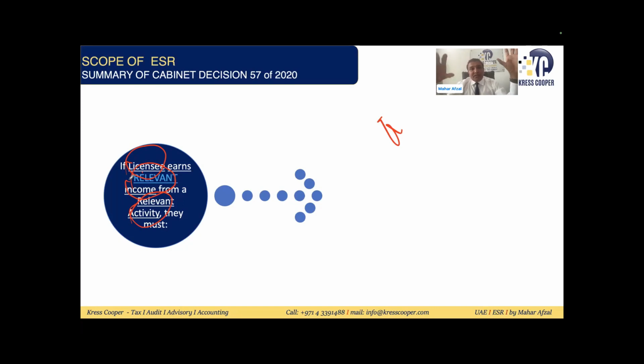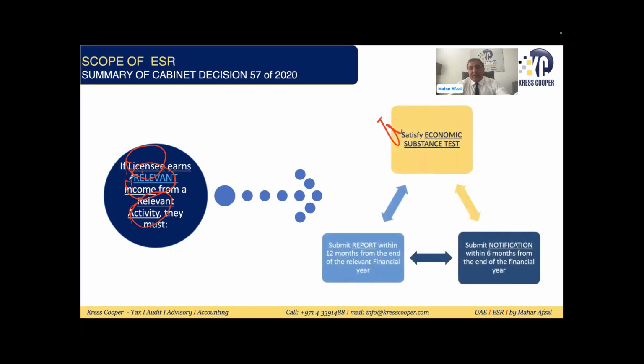So what is the summary? What is the crux of Cabinet Decision 57 of 2020? They said if the licensee earns relevant income from a relevant activity, then the licensee is liable to submit the notification within 6 months from the end of the relevant financial year. Then the licensee is liable to satisfy the economic substance test, and the licensee is liable to submit the report within 12 months from the end of the relevant financial year. So this is the crux of Cabinet Decision 57 of 2020.